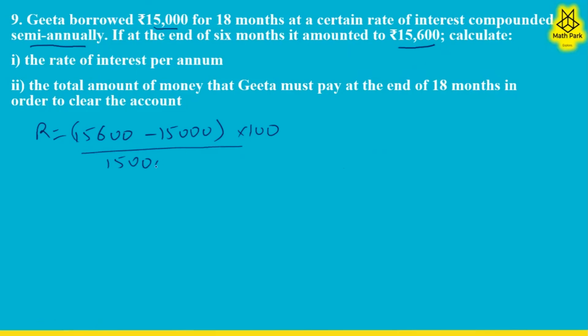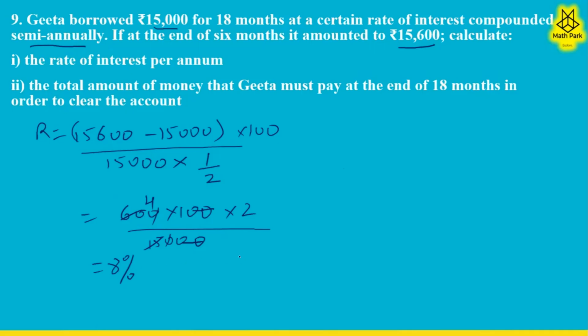And since it was semi-annually, we have to divide it by 2. So 1 upon 2. The difference is 600, into 100. This 2 will shift up, upon 15,000. So we get 15 fours are 60. So the rate of interest is 8%.